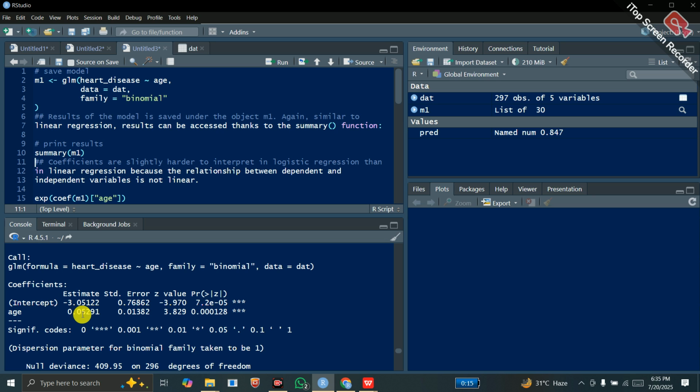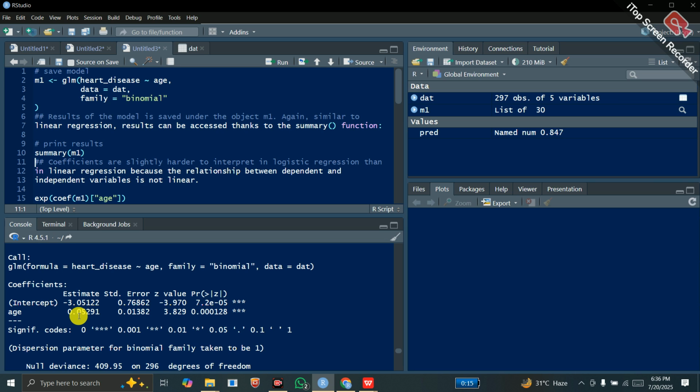Now this is a little bit difficult to interpret and understand. In order to understand this, we need to convert this, but one thing is sure, that the older the person, the more likely he or she is to develop heart disease.